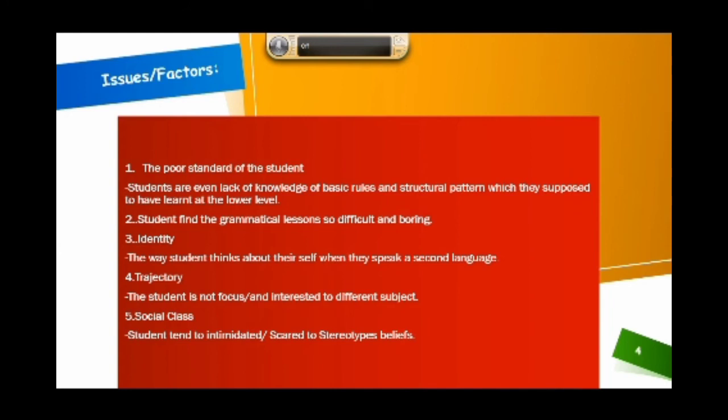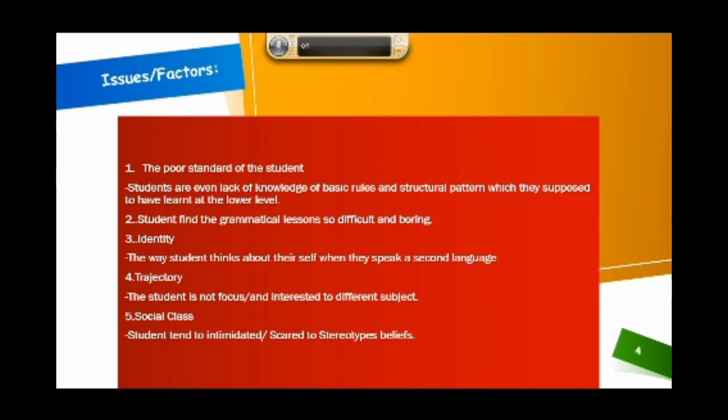So the third one is identity. Some students think about themselves when they speak a second language. Some are conscious about the way they pronounce words, especially those Bisaya people like me that has or had a hard pronunciation in some words.